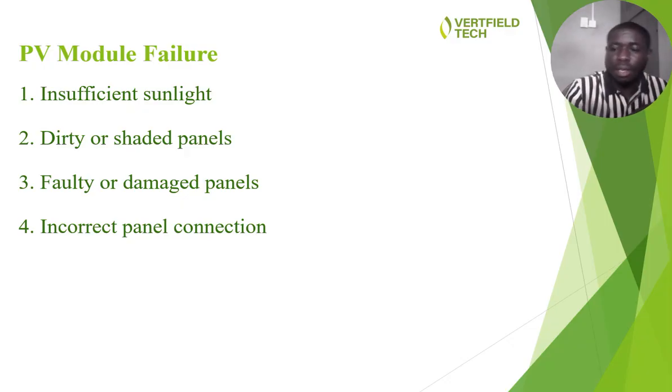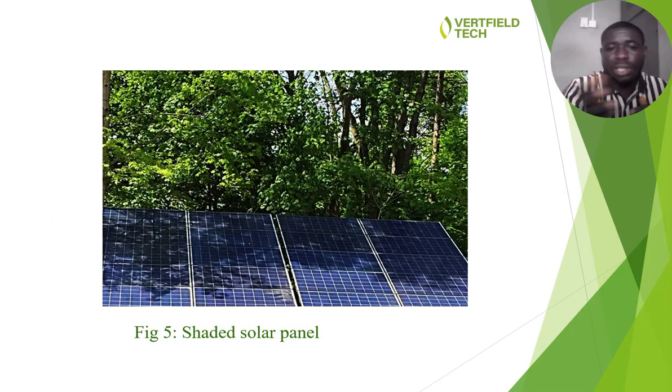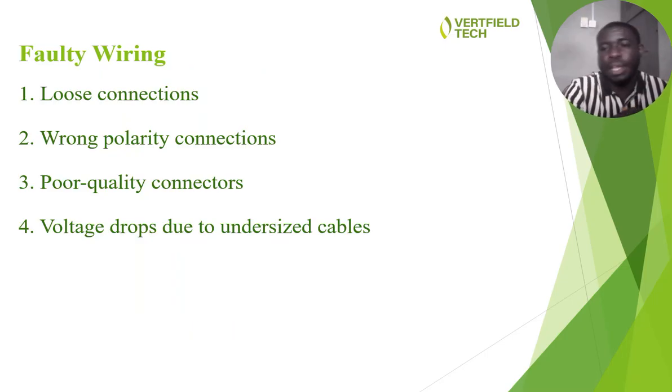All right, so this is a shaded panel. You can see that this panel is shaded. It means that the output from this panel will never be met, and if it is never met, your batteries will never be charged, and so that system would also fail.